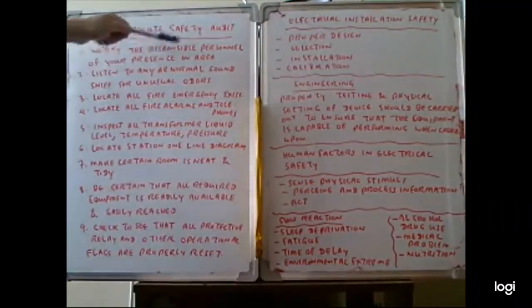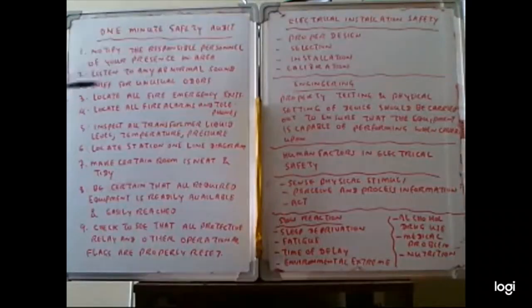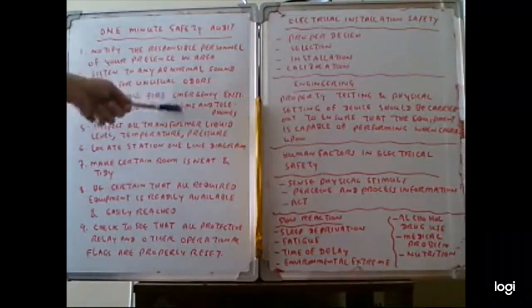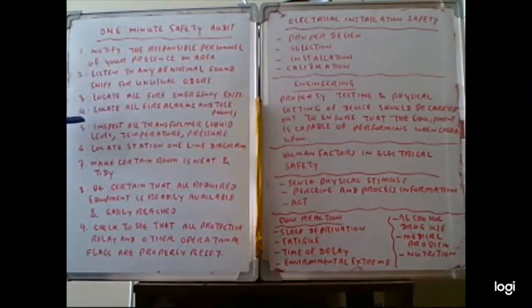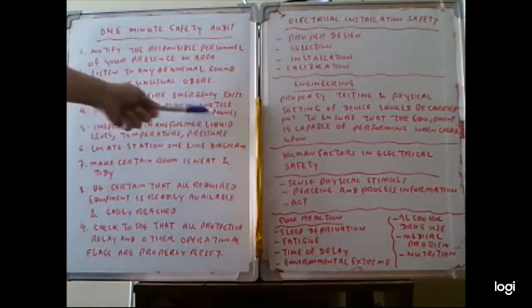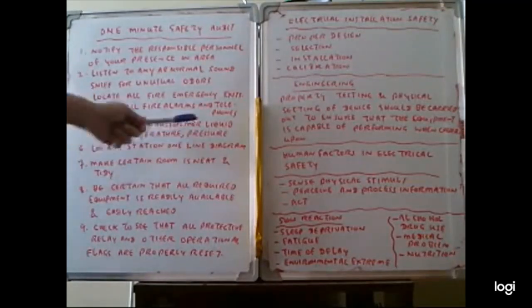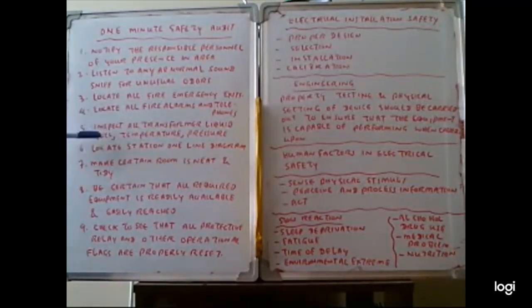One, notify the responsible personnel of your presence in the area. Two, note any abnormal sound, smell or vibration or noise. Three, locate all fire emergency cases. Four, locate all fire alarms and phones. Five, inspect all transformer liquids, level, temperature, pressure. Six, locate station one line diagram.